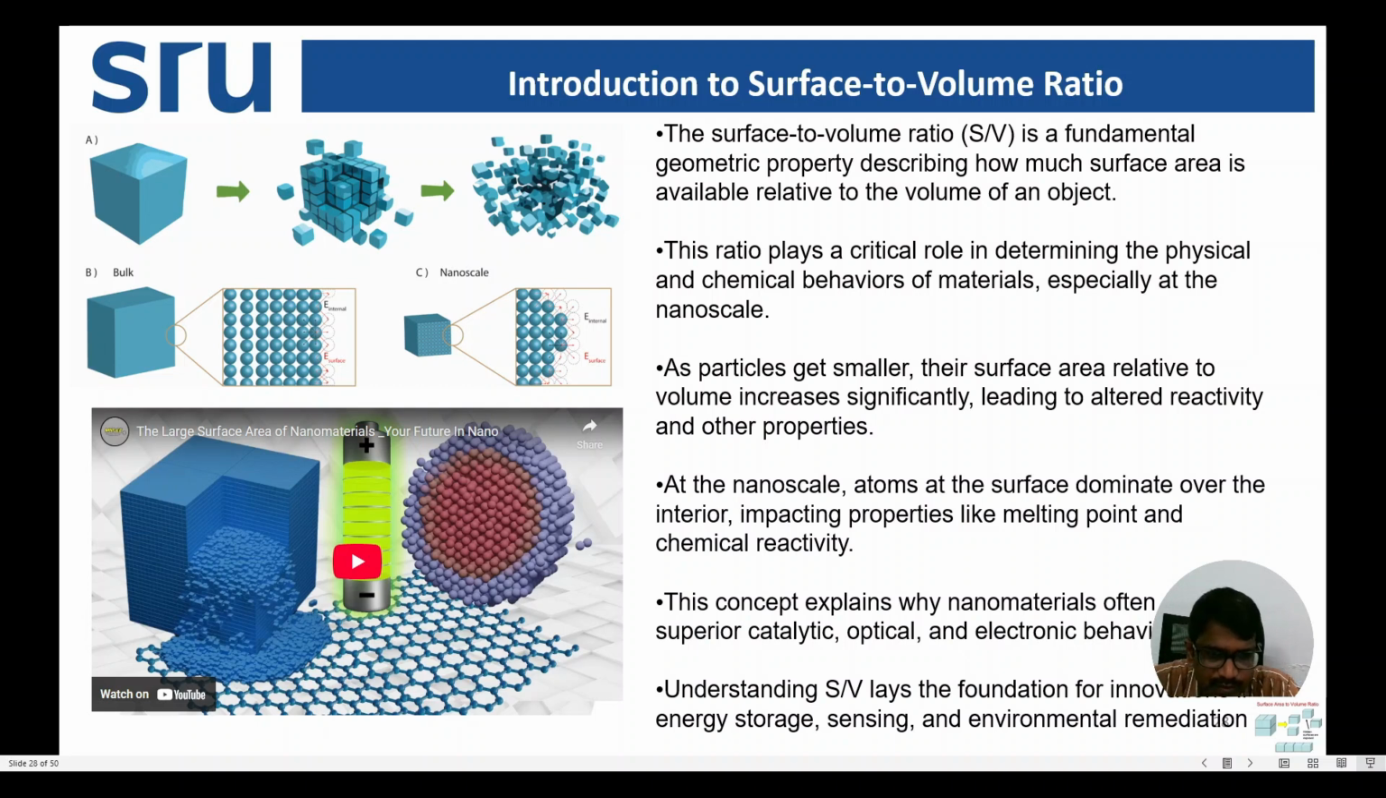We have discussed, right, in our previous class, the applications of nanotechnology or applications of nanomaterials in various fields like medicine, electronics, energy, and the environmental field. Likewise, we need to understand how this surface to volume ratio changes the properties of all these materials at nano level. So this is very important.